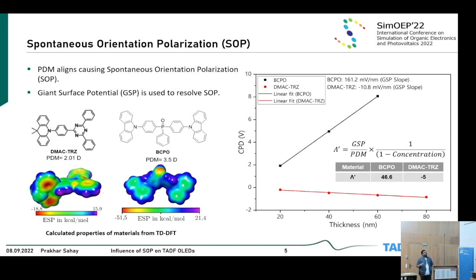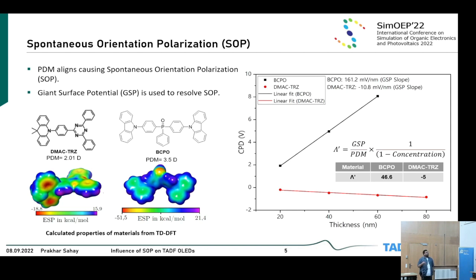On the right-hand side, you can see this graph, which denotes the GSP slope, and these values for these materials have been measured using Kelvin probe. So here we can see that for BCPO, we have a really high slope and a value of 161.2 millivolt per nanometer, whereas for DMAC-TRZ, we have a value of -10, which means BCPO is highly polar, whereas DMAC-TRZ is non-polar in nature.